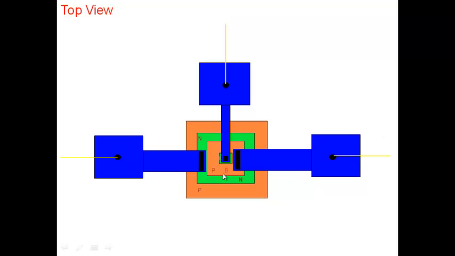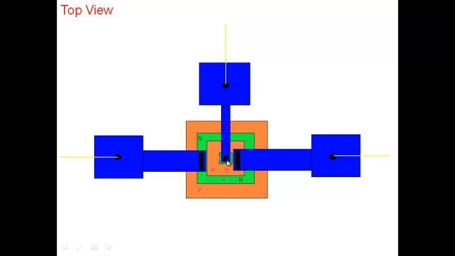Okay, so this is a top view. You have a silicon wafer and you're looking at the bipolar transistor from the top. It may look like this here. This region here is the emitter. This region here is the base. And this region here is the collector.